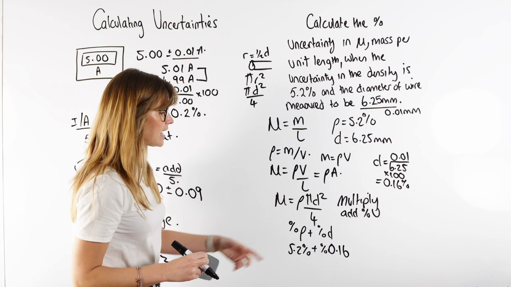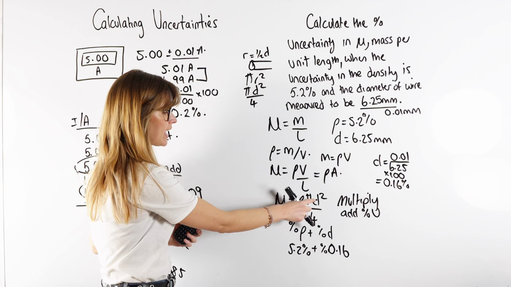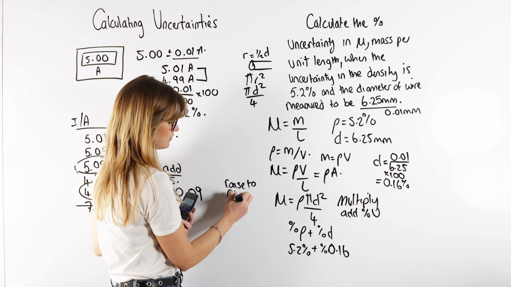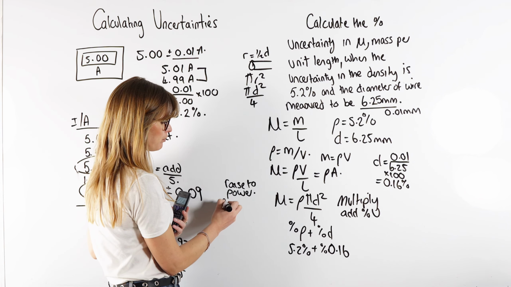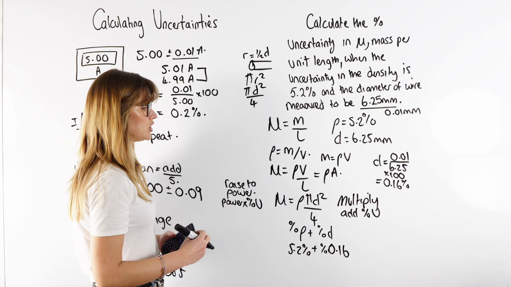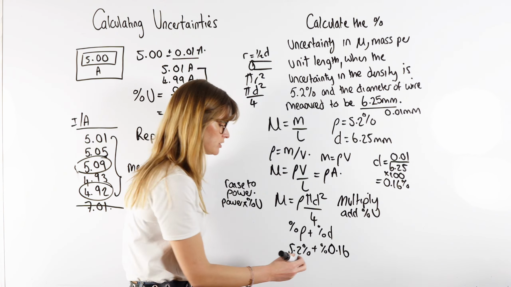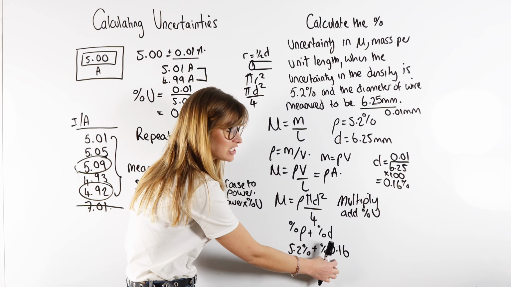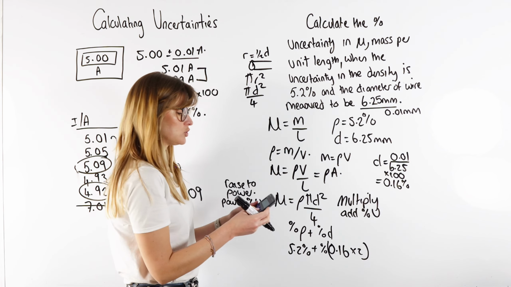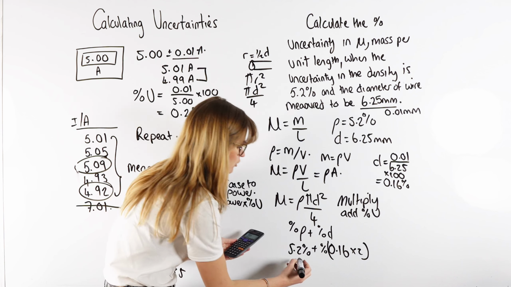But hopefully you're thinking that's not just diameter here, it's diameter squared. And the rule is if we ever raise to a power, you have to multiply the power by that percentage uncertainty. So I have to take my power, which is 2, and multiply by my percentage uncertainty. So my percentage uncertainty in diameter isn't actually 0.16, it's 0.16 multiplied by 2, which gives me 0.32.